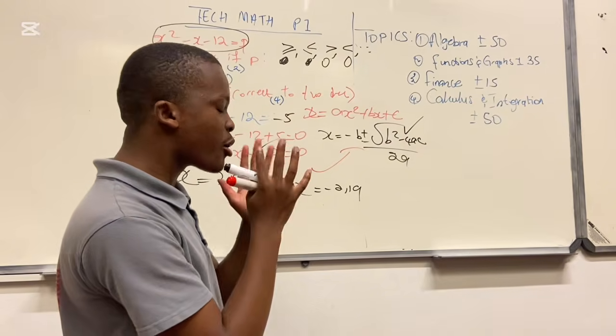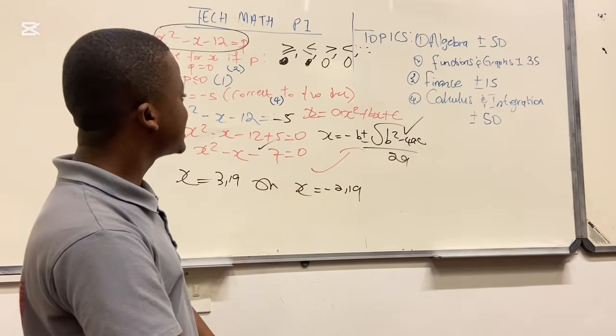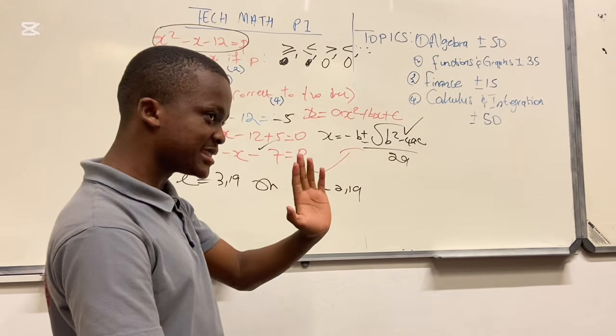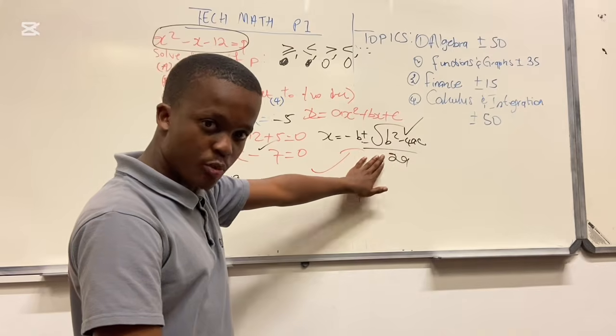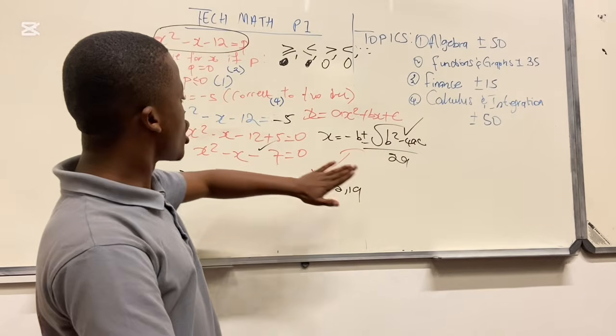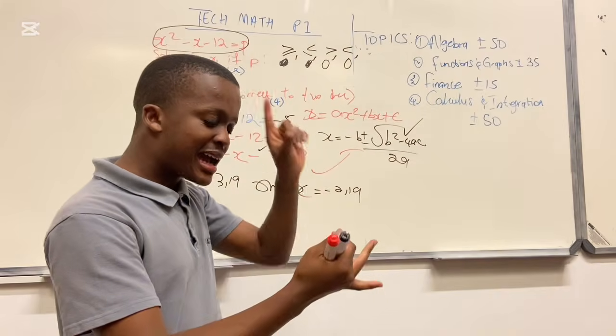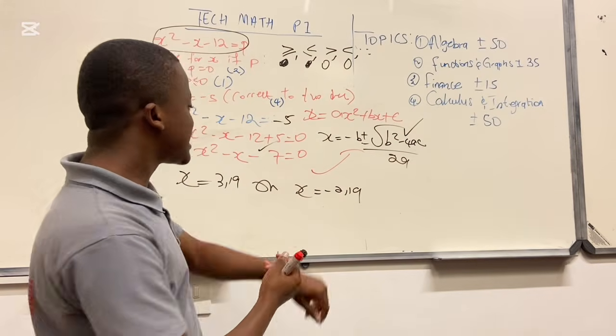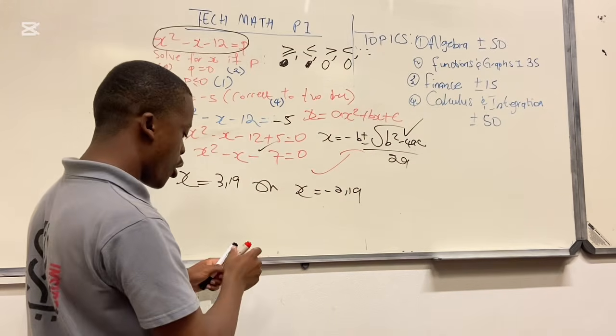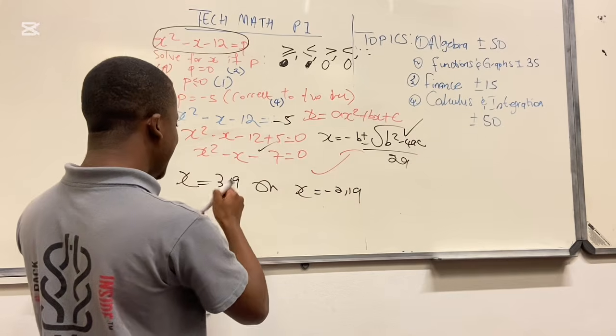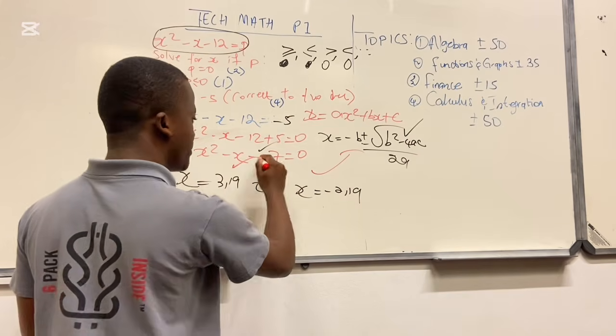What, guys, is that whenever we talk correct to two decimal places, we are using this formula. So you show this formula, you show standard form, then you substitute. Formula, substitute. Then after substituting, you get your 3,19. That is correct. 1 mark there, 1 mark there.